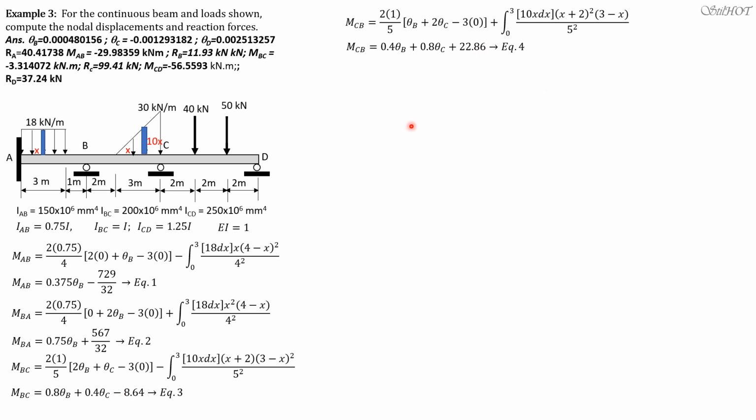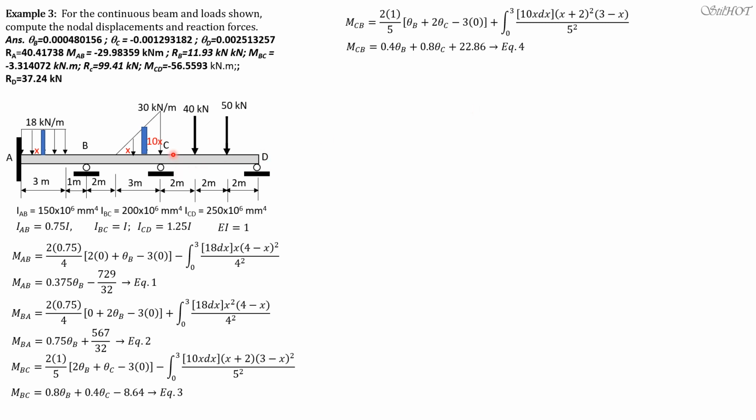So later on you will gain experience that for one span, you just interchange the coefficients. Before it was 0.8 theta B plus 0.4 theta C. This time it's 0.4 theta B plus 0.8 theta C. It only matters the value of the fixed end moment.